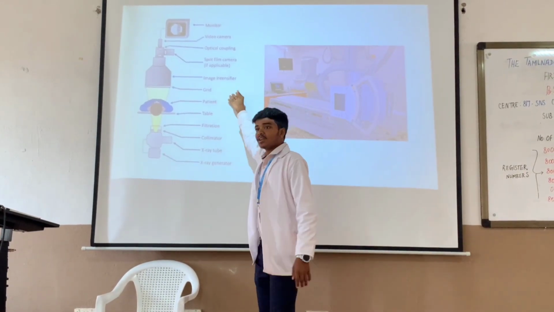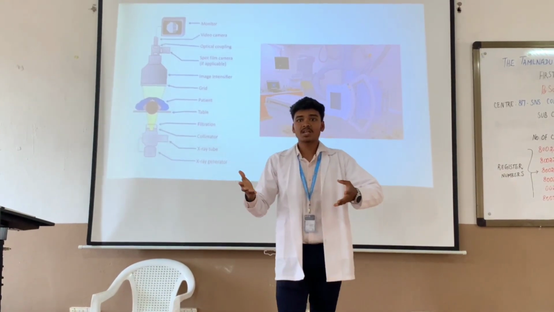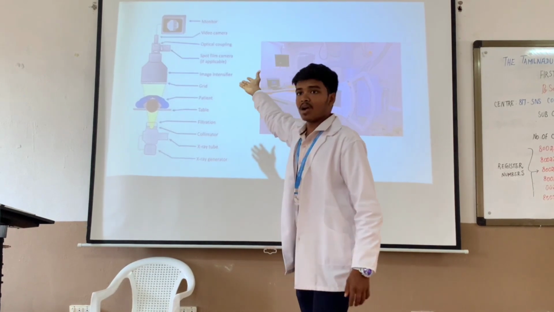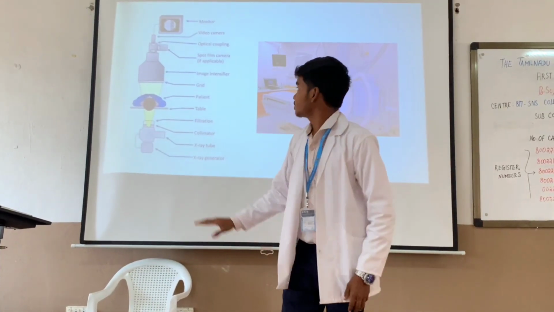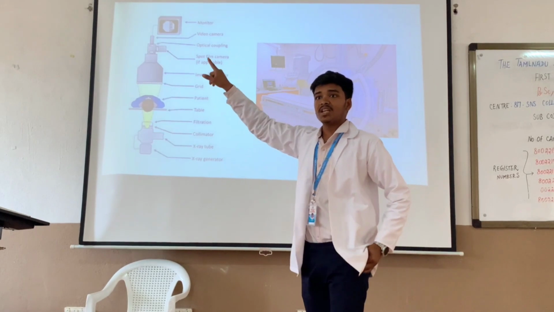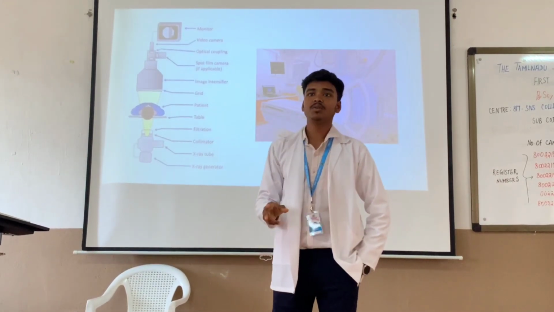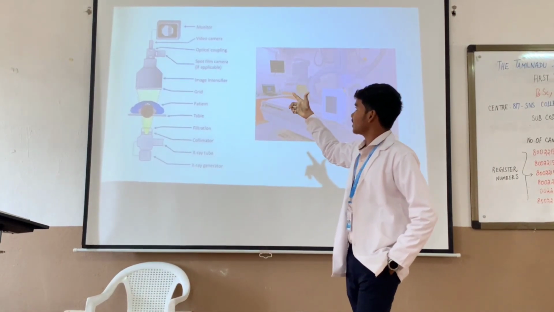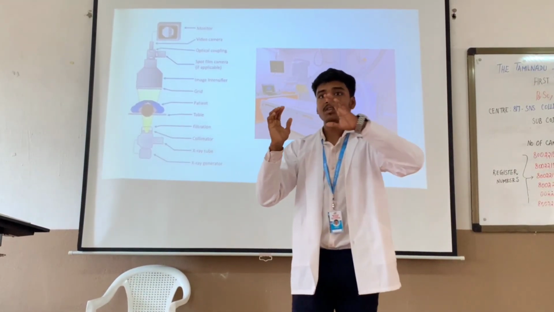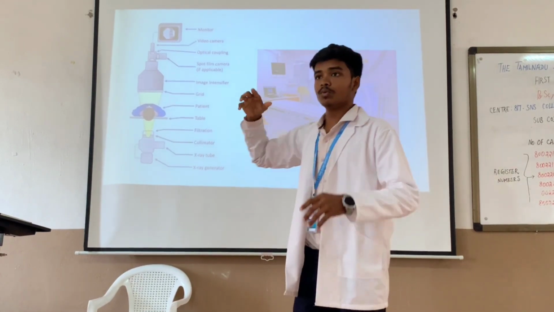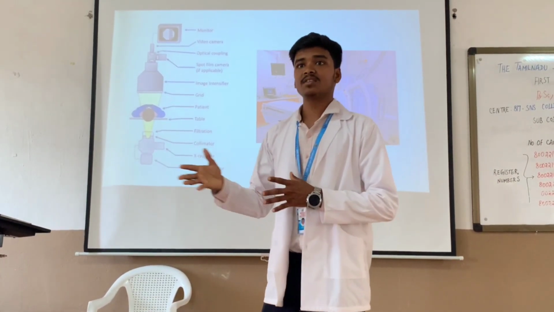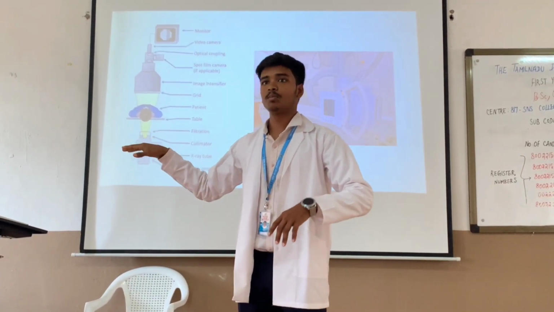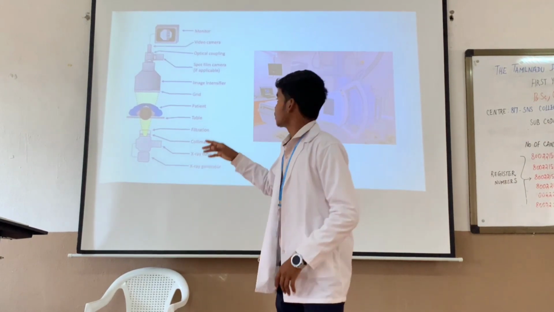Then the image intensifier, which is used to convert the X-rays into visible light. The spot film camera is used to record the image, and optical coupling is where the lenses are fixed. When using a camera, we should use a lens, so the lenses are fixed by optical coupling. The video camera records the images, and the monitor is for examination and diagnosis, where the radiologist or many people, more than 4 or 10, can see through the monitor.